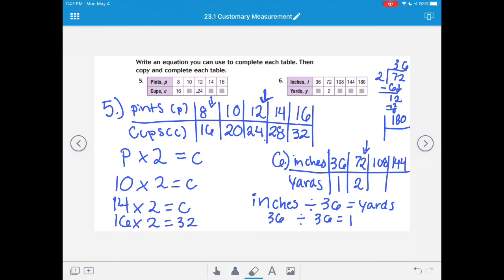I'm going to have to erase each time I do this equation because I'm running out of space, but I would like you to make sure that you're taking notes down and not erasing your work. So then the next fill-in would be 108 inches. So I'll put that in instead of the word inches. 108 divided by 36.